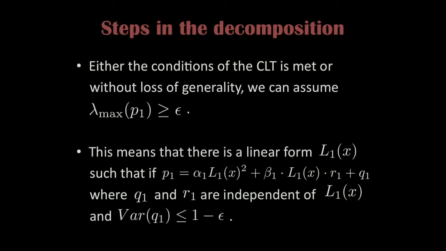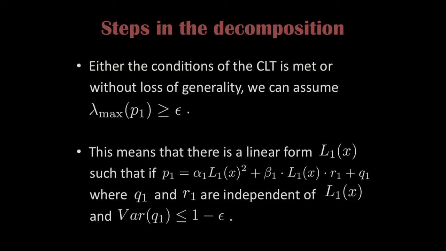And so again we'll start doing the same way. We'll say either the conditions of the CLT are met, that is eigenvalues are small, and then you can just apply the CLT. If not, otherwise just assume that lambda max of P1 is big. You can do so without loss of generality.